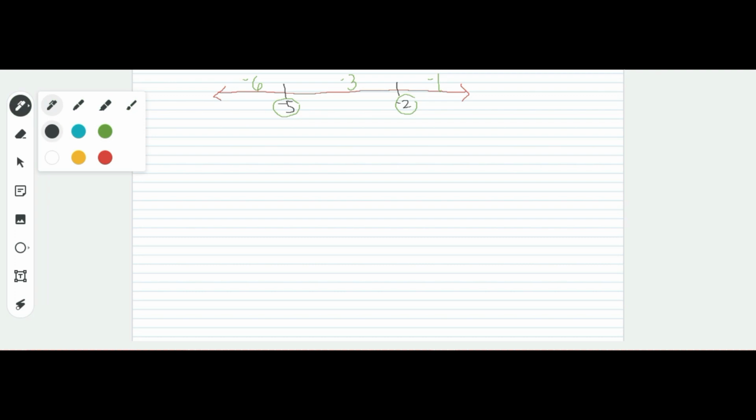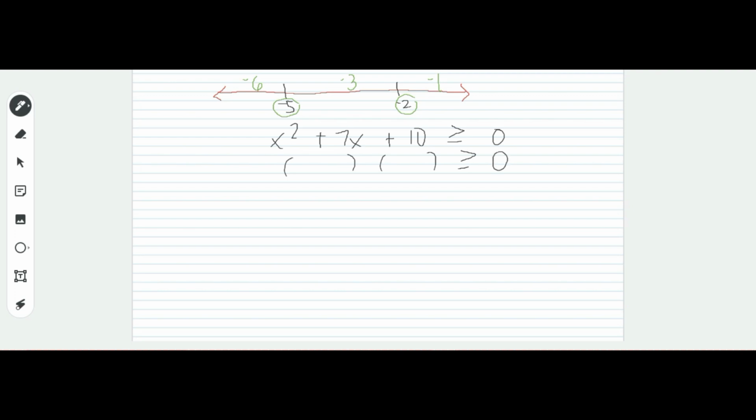Ano ba yung test intervals natin? If you will remember our given kanina, we have x squared plus 7x plus 10 is greater than or equal to 0, and then sinolve natin yan. So, ito na yung test interval natin. We have the x plus 5, then x plus 2 is greater than or equal to 0. So, this is our test interval.